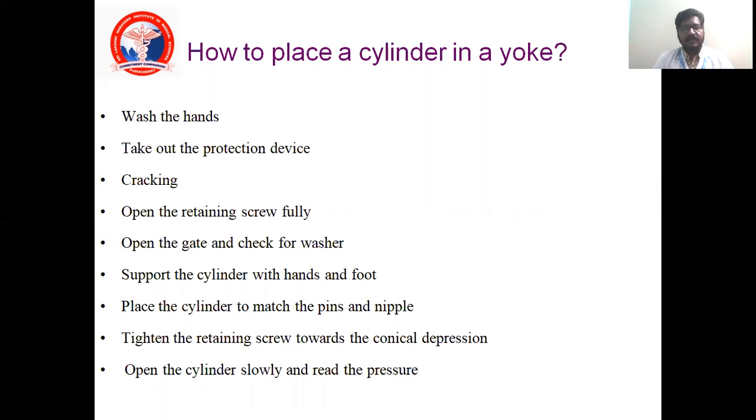Support the cylinder with hand and foot. Place the cylinder to match the pin and the nipple. Tighten the retaining screw towards the conical depression. Open the cylinder slowly and check the pressure. These are the different steps to place a cylinder in the yoke assembly.